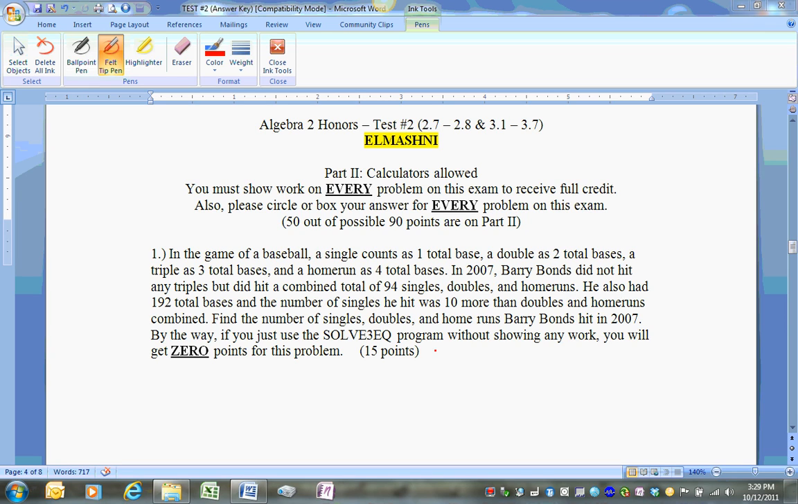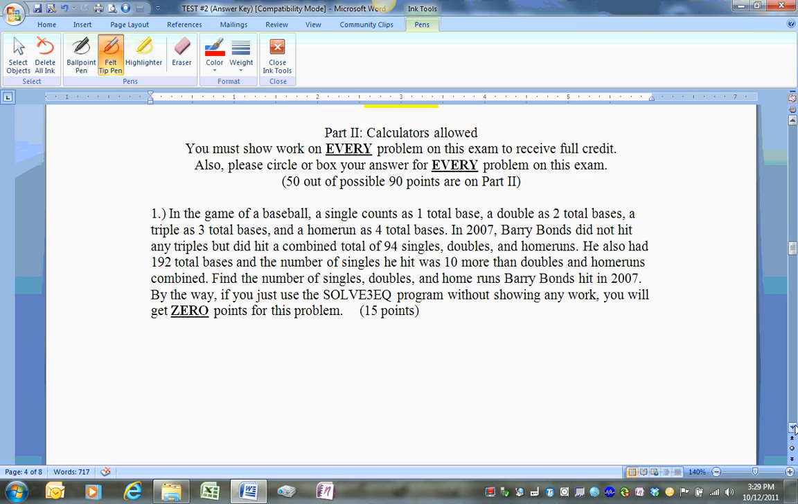Here's part two. What we have here is a word problem where we have to solve three equations with three variables. Now, here I mentioned that a single counts as one total base, a double counts as two total bases, a triple has three total bases, and a home run has four total bases. It's kind of like a monetary value if you want to think of it that way.